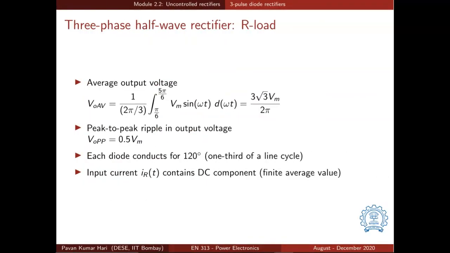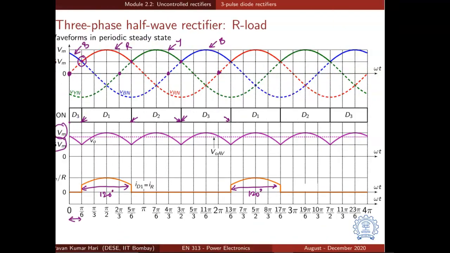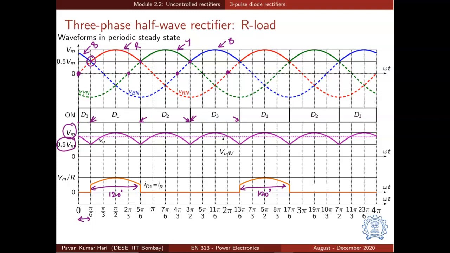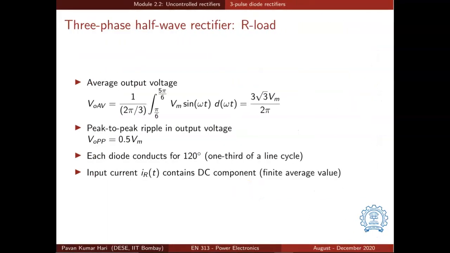And what is the average output voltage? The average output voltage can be obtained by this integral. The periodicity is 2 pi by 3. Everything is repeating over 120 degrees. So it's 1 by 2 pi by 3, and we take from pi by 6 to 5 pi by 6. From pi by 6 to 5 pi by 6, the output voltage is just Vm sin omega t, and the average value will turn out to be equal to 3 root 3 Vm by 2 pi. And what is the peak to peak ripple in output voltage? It is 0.5 Vm as we have discussed, and each diode conducts for 120 degrees.